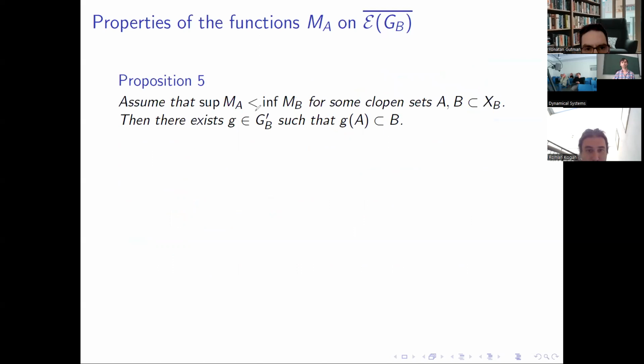Next property of this function is that if we have two sets A and B such that the supremum of MA is less than the infimum of MB, then there exists an element g moving one set inside of the other set entirely. This condition means that for each measure mu, mu of A will be less than mu of B. So this is a natural property, something classical.